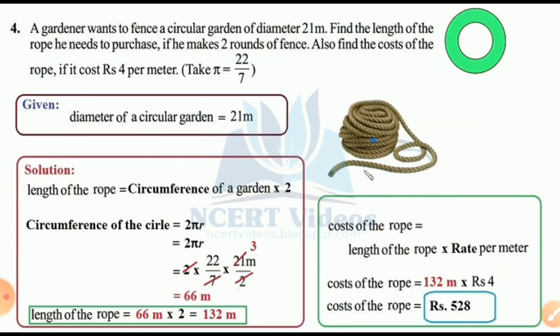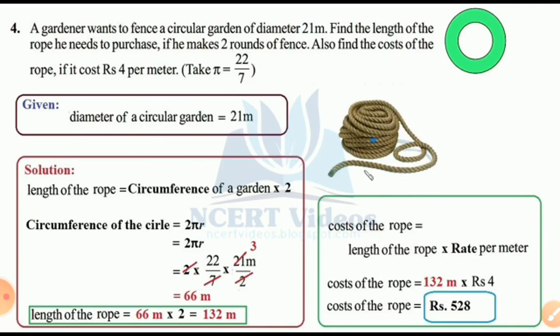Here is question number 4 on your screen. A gardener wants to fence a circular garden of diameter 21 meter. Find the length of the rope he needs to purchase if he makes 2 rounds of fence. Also find the cost of the rope if it costs ₹4 per meter. Here I drew a circular garden, and we have to fence it. Fence means border.